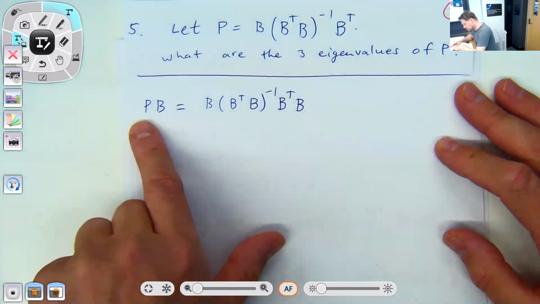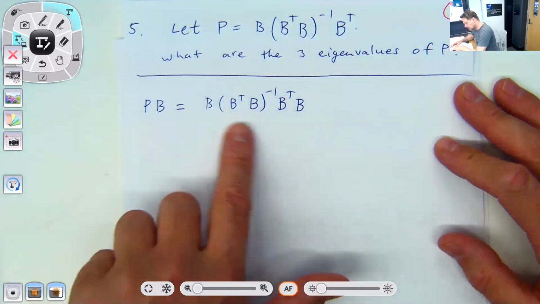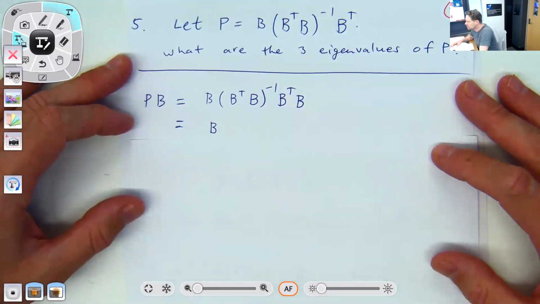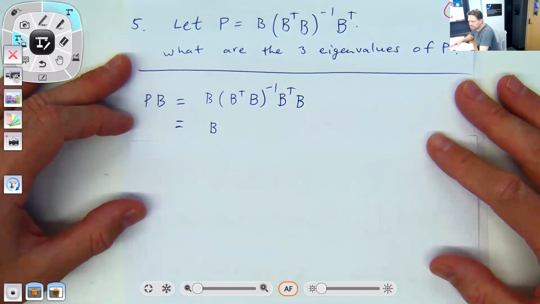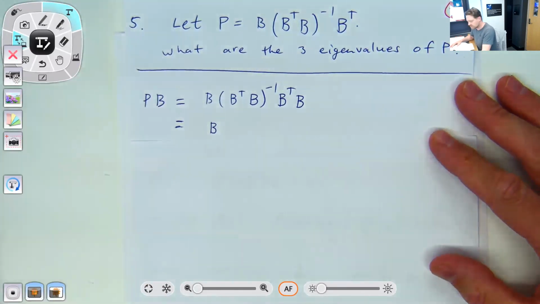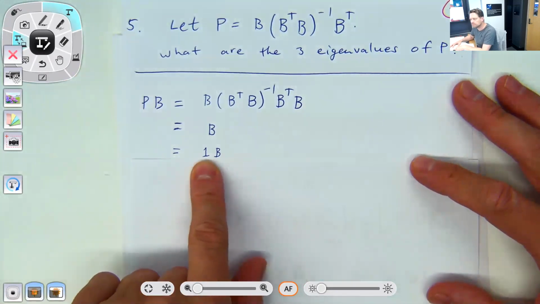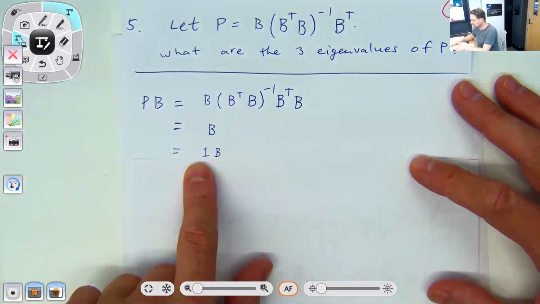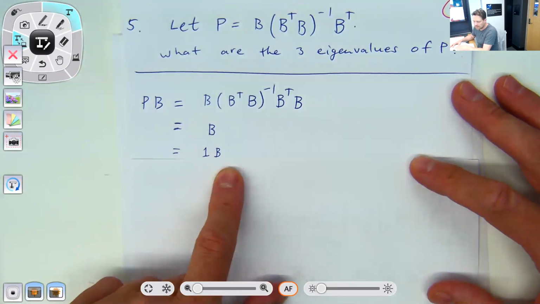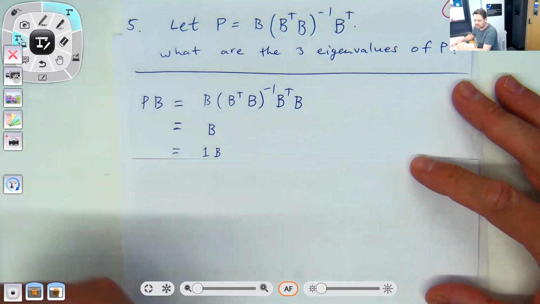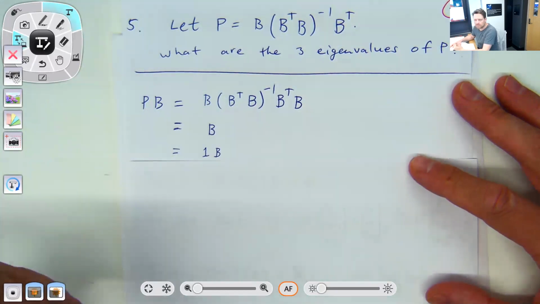Okay, so PB then is just plain B. All right, so we just have B. Now the next thing to observe is that we can say, well, that's just 1 times B. In other words, a scalar multiple 1 times each of the entries there, so 1 times B. Then at this point we can rearrange this equation and express this in a way that looks a lot like the eigenvector and eigenvalue equation, okay?